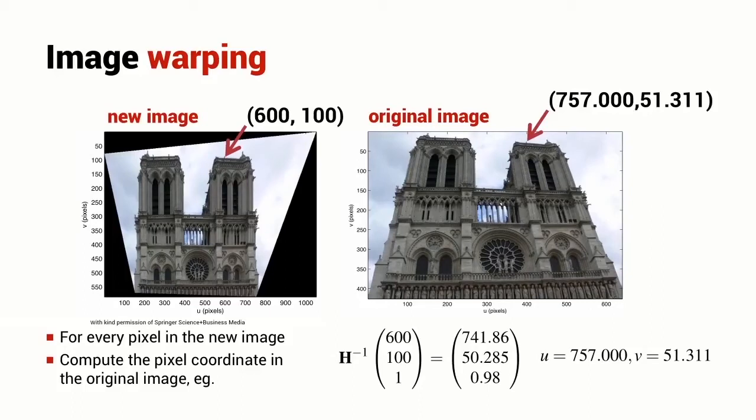The way image warping works then is we go and find the pixel at coordinate 757, 51, and we take that pixel value and insert it into the new image at coordinate 600, 100. So for every single pixel in the output image, we work out where it comes from in the input image. You can see here that the coordinates in the input image are fractional, and that requires a technique called image interpolation to find the actual pixel value at this particular fractional coordinate. In a nutshell, that's the process of image warping.